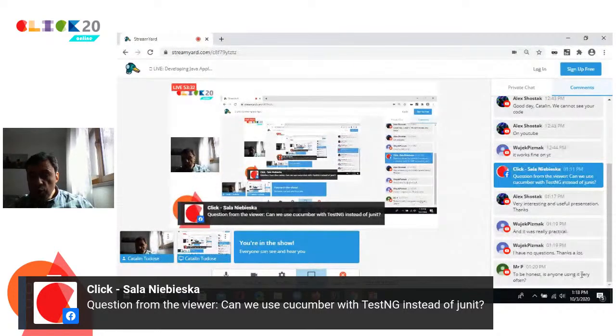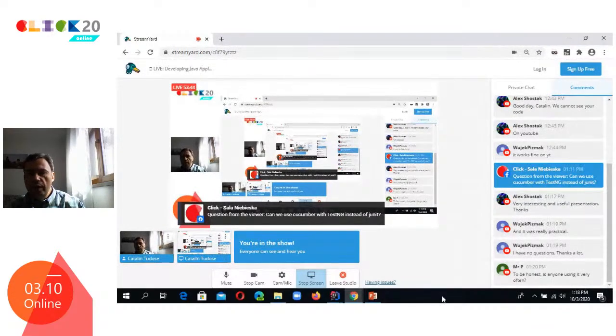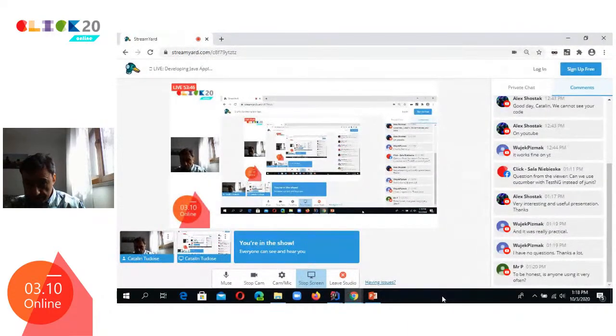Someone is using it very often. What are you talking about here? What is this that you are asking yourself if it is used very often? If it is Cucumber, yes, it is really used often.